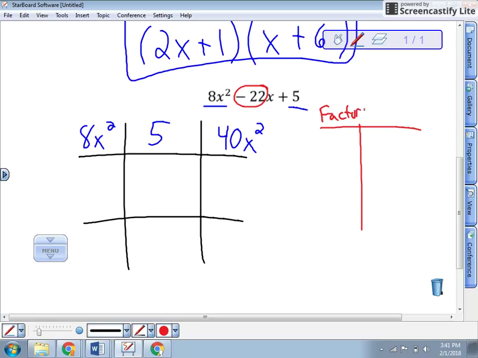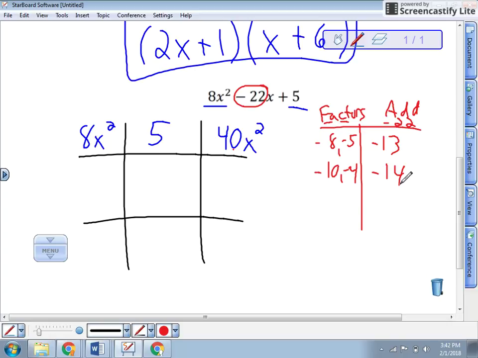All right, now notice it's got to add to minus 22. So our factors need to be negative, because to multiply to a positive 40x squared, but add up to a negative, it has to be negative. So what are some factors of 40? You can try negative 8, negative 5. Well, that's negative 13. That wouldn't work. Negative 10, negative 4. Well, that's negative 14. We're getting closer. I need something bigger.